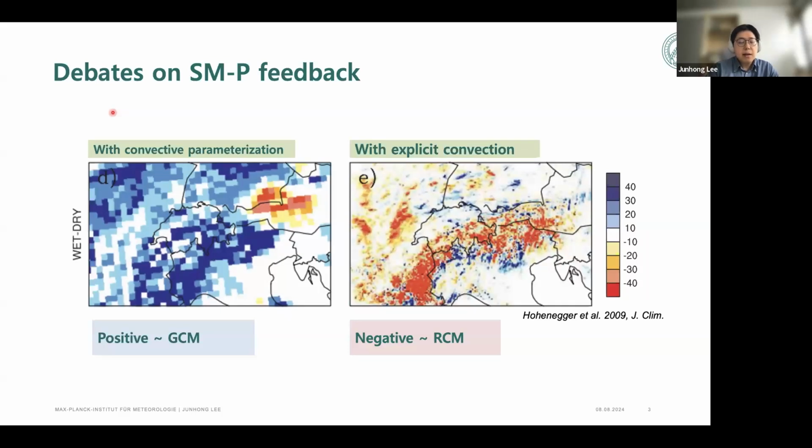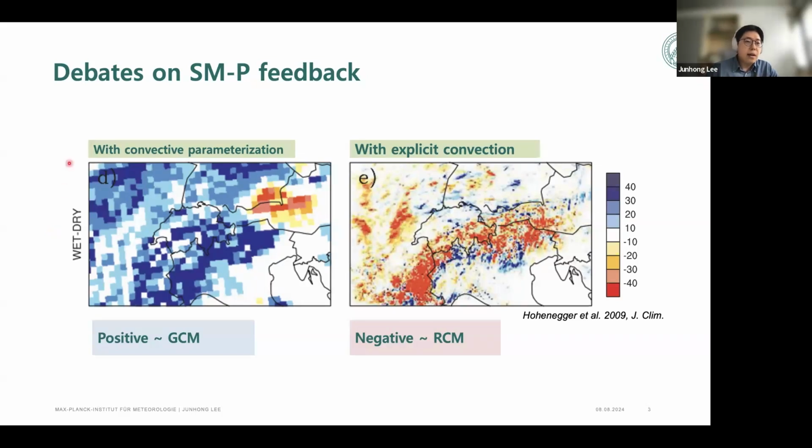Since 2009, Kathy Hoeniger first explored this problem using two sensitivity experiments. First, she ran with a wet soil condition, and then with a dry soil condition, and took the difference of precipitation. If she found blue color, it meant the wet soil condition gets more rain, and if she found red color, it meant the dry soil condition gets more rain. Using this sensitivity experiment, she explores these debates.